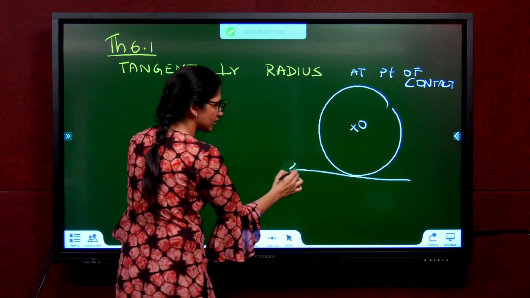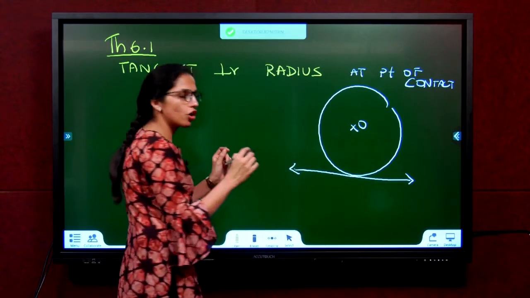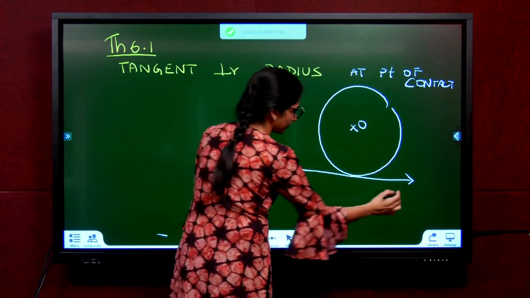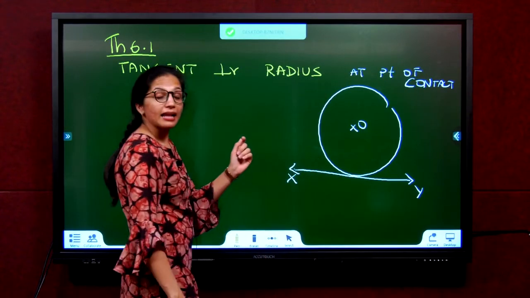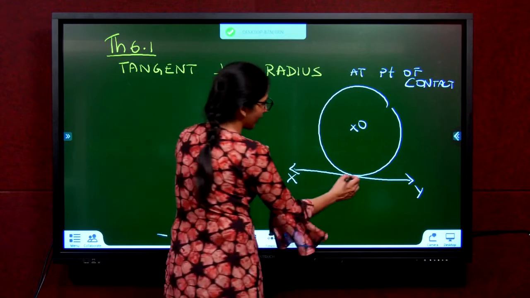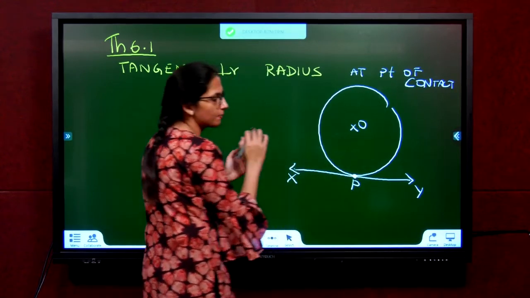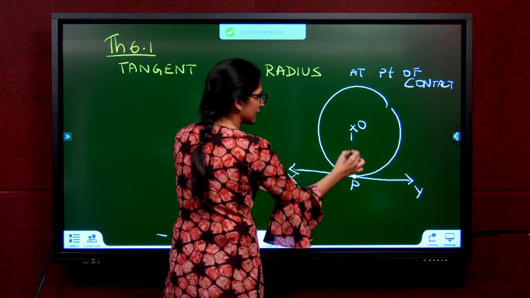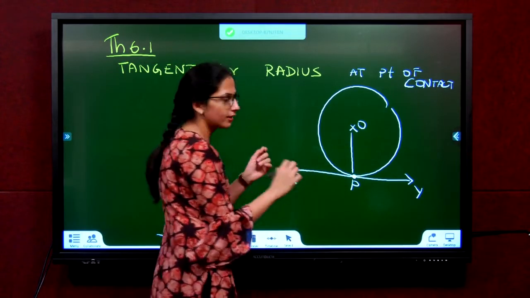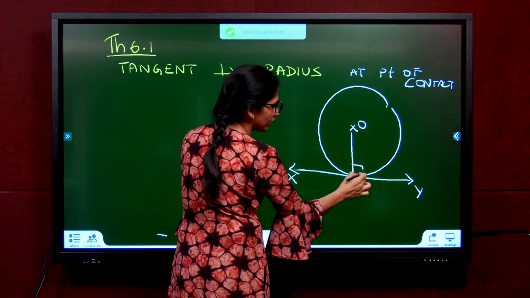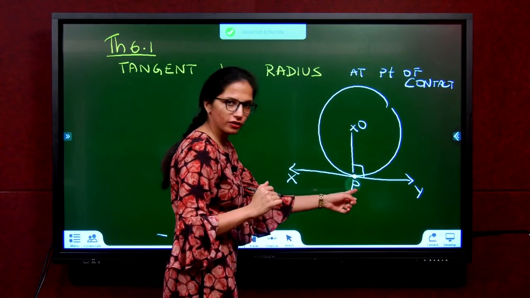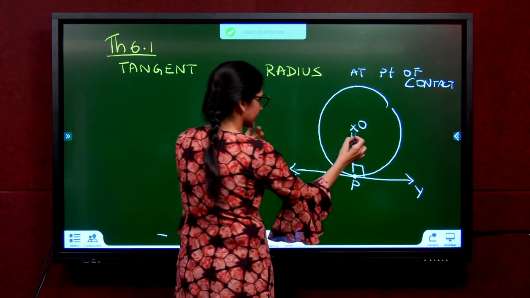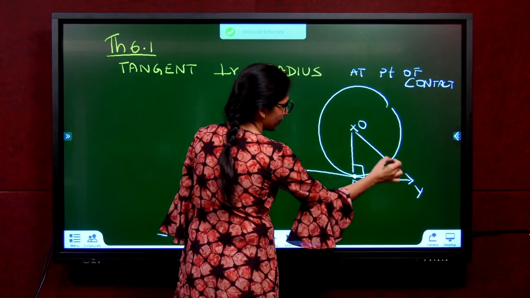Tangent means a line that touches the circle only at one point. So draw a tangent XY to the circle. Let it meet the circle at point P. That means P is the point of contact. You have to now prove the radius, this is the radius, agreed, OP, is perpendicular to the tangent. Where? At the point of contact. There are many radii, but we want this one.